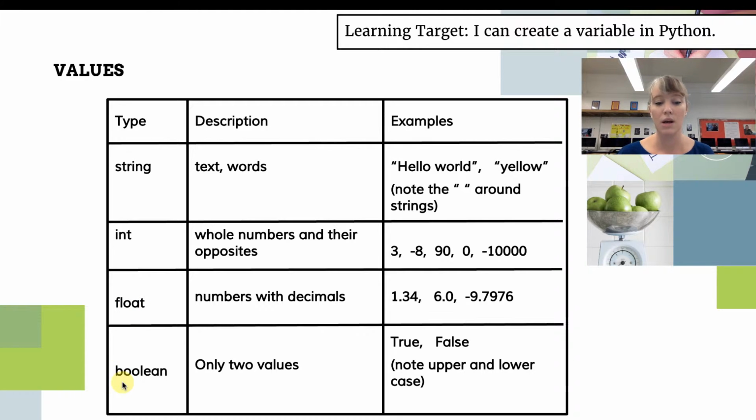And finally, we have a Boolean. A Boolean only takes on two values. It's True or False. What you need to note is that the T and the F both need to be uppercase in this situation.